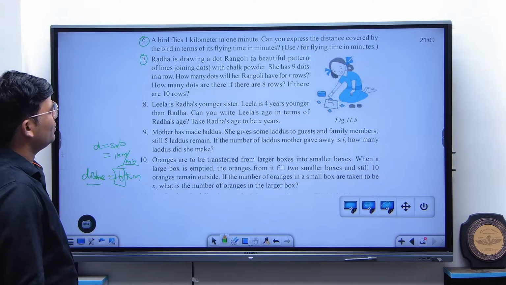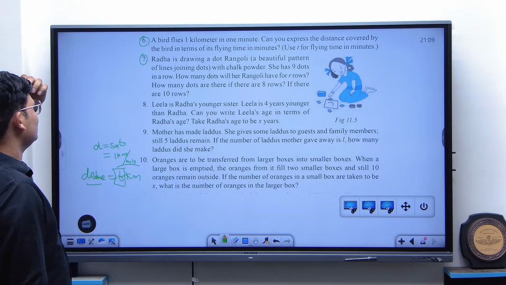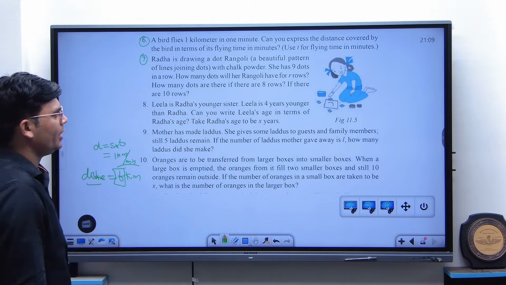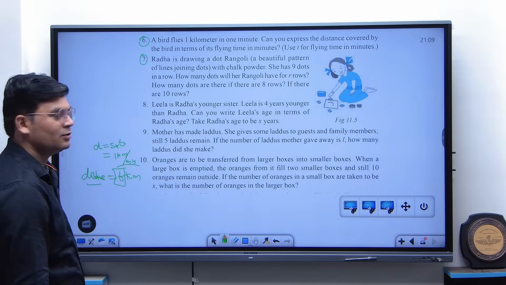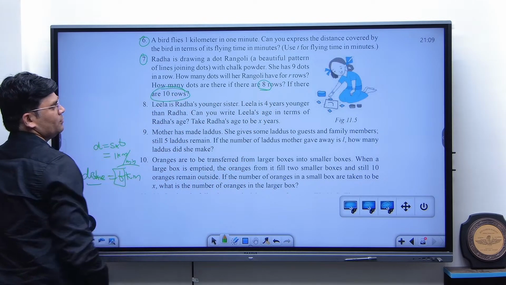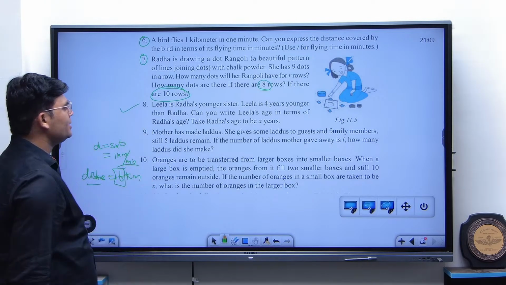9R, 9S, okay. 90 dots. How many dots are there if there are 8 rows? 72 dots. And then if there are 10 rows, 90 dots. 90. Okay.